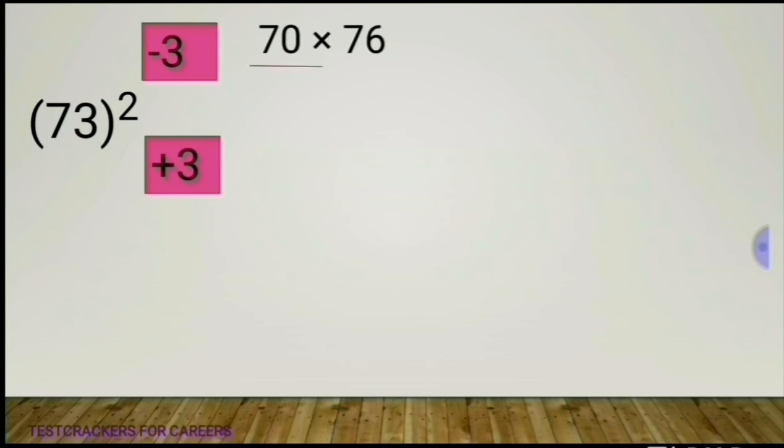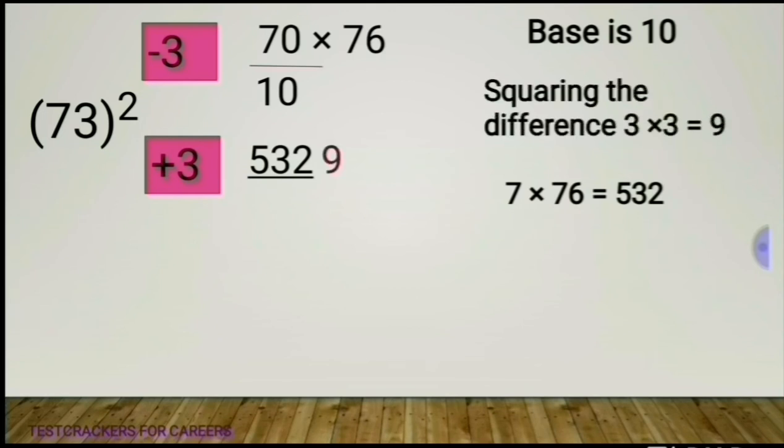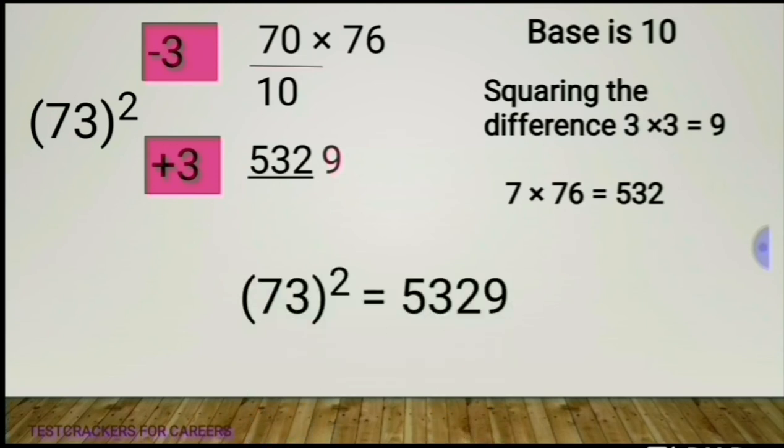Since the base is 10, we divide 70 by 10. The first part of the answer is got by multiplying 7 by 76, which is 532. We write 532 in the first part. The second part is got by squaring the difference. Here the difference is 3 and 3 squared is equal to 9. Since the base is 10, we can write only a single digit in the second part. Here 9 is a single digit. So we write 9 next to 532. The answer is 5329. 73 squared is equal to 5329.